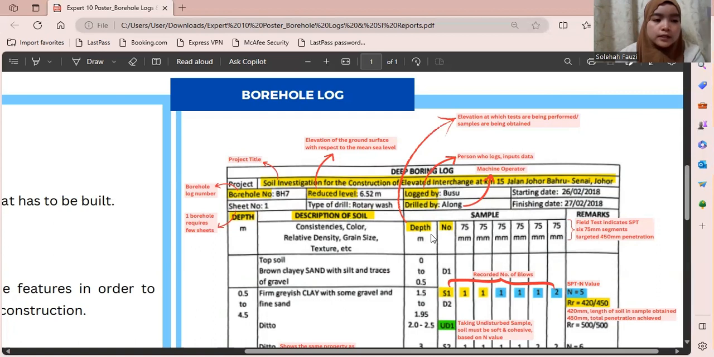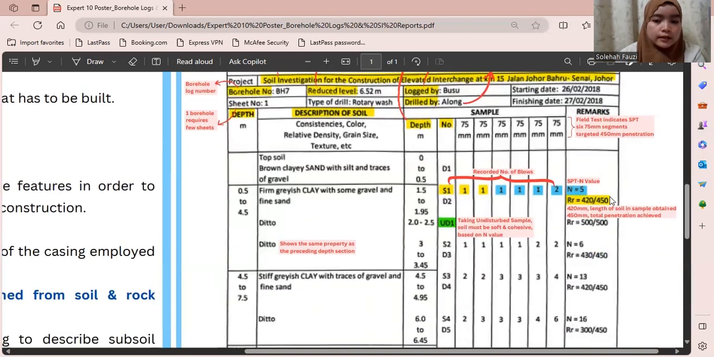Under the sample columns, there are depth and number, referring to the number of tests obtained, and 6 segments of 75 mm. Why 6? It is because the field SPT test targets 450 mm penetration. Under the remark columns, there are notes of N and RR. N is the SPT value and RR is the recovery ratio. S1 is standard penetration test 1. Here is the number of blows.